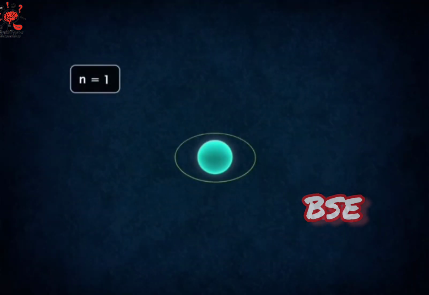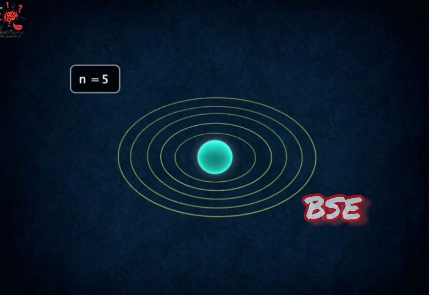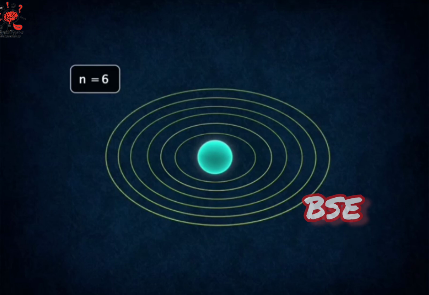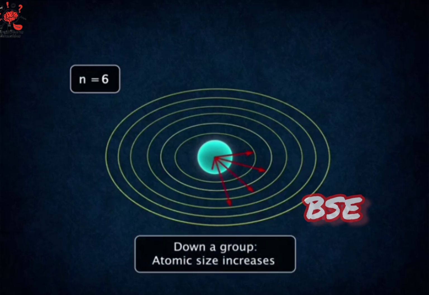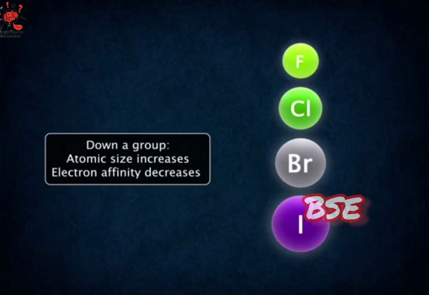As we go down the group, the number of electron shells gradually increases. As a result, the atomic radius increases despite increasing nuclear charge. Owing to this, the incoming electron experiences a lesser pull from the nucleus. The lesser the attraction, the lower is the electron affinity.